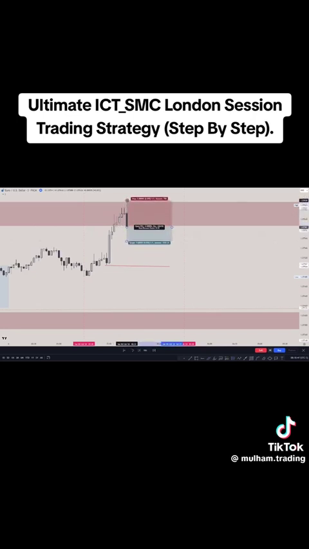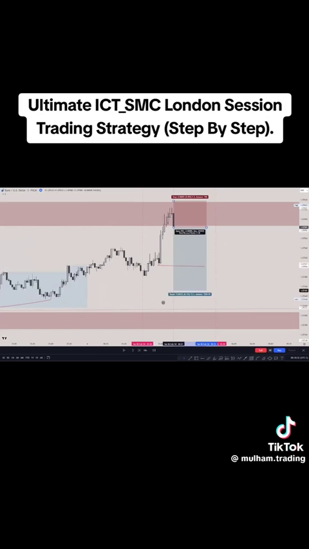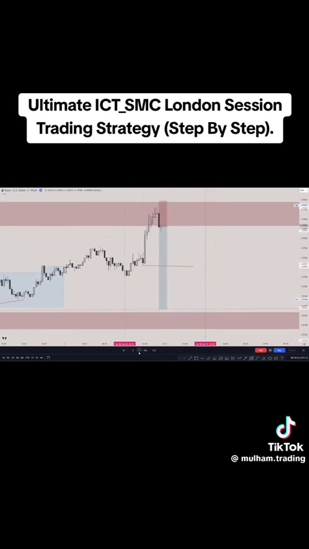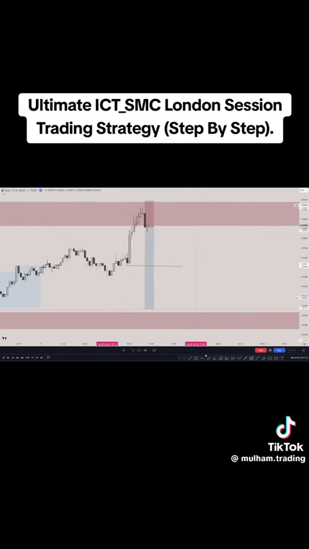Stop loss, I'd say above the point of interest. I'll put it above, and then targeting the low resistance liquidity. That's your first entry. Now, no market structure shift, but then we have another thing here. We have the third type of entry, which is the creation of a fair value gap.